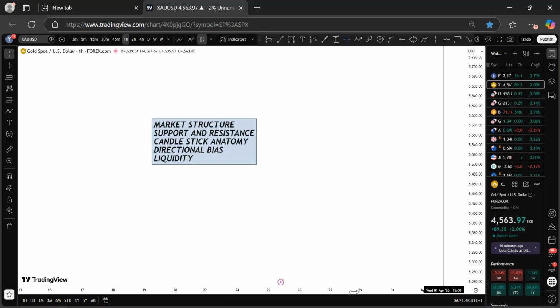Now, we have on this list market structure, support and resistance, candlestick anatomy, directional bias, and liquidity. Over the years of trading, I've come to understand that without the knowledge of these things, you won't really know what you are doing. Trading is mostly all about these things, aside from the other secondary aspects of it. But when you get to learn these things, you've conquered 70% of your trading problems.